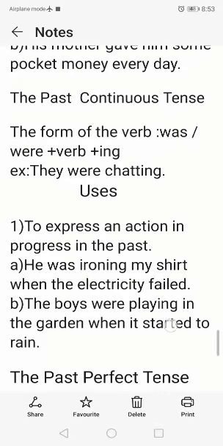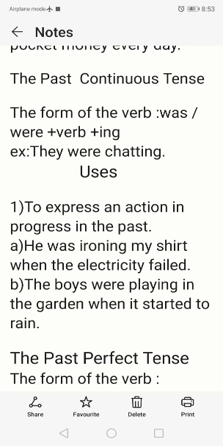And next one is the past continuous tense. Okay, once again, the verb form is was or were plus verb plus ing. With a singular noun or singular pronoun, that is with I, he, she, it, we have to use was: I was, he was, she was, it was. But with plural, that is we, you, they, we have to use were: you were, we were, they were. So they were chatting. He was chatting. I was chatting. You were chatting. Okay, different uses.